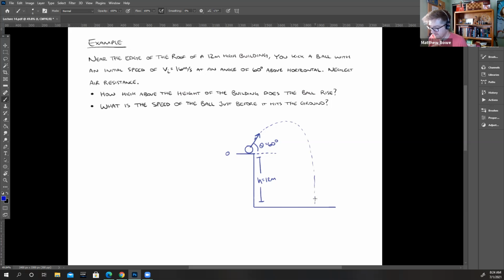What do we want to know? We want to know a couple things. How high above the height of the building does the ball rise? So we want to know this height right here. I'm putting a lot in this little area, so I'm going to put the height over here. Let's call that H top, the top of the arc that the ball makes it to.